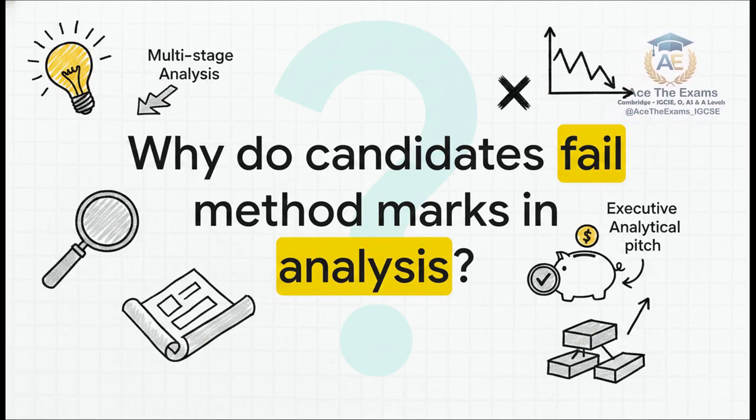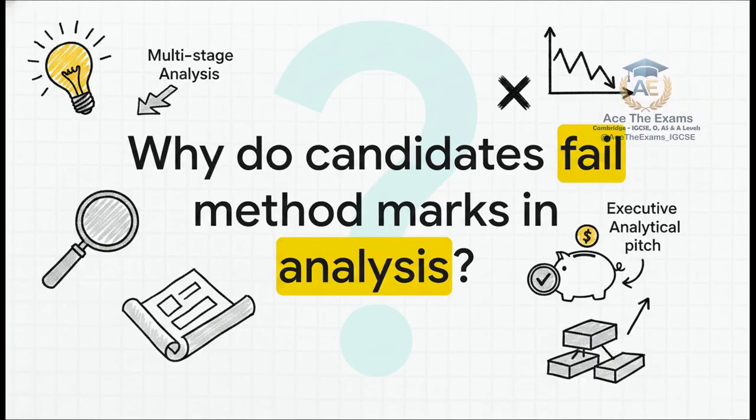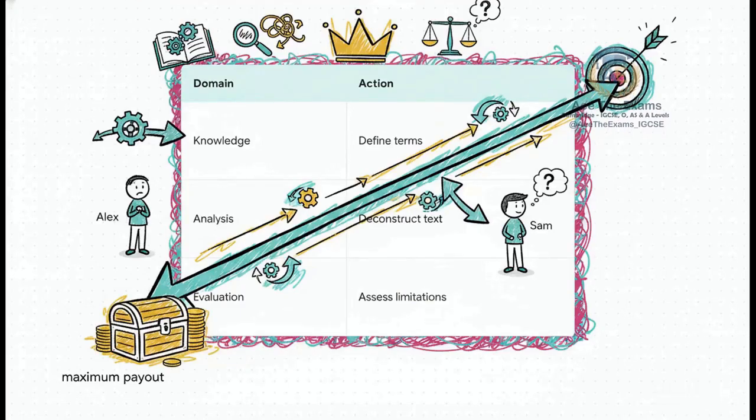Why? Because Alex, like so many candidates, fails to understand that Cambridge awards points for the exact process of analysis, not just the final vocabulary definition. You can't just give the answer. You have to prove the math. You have to build an executive analytical pitch. Missing a single command keyword in the prompt triggers an immediate valuation drop on the marking grid. It's a total liability.